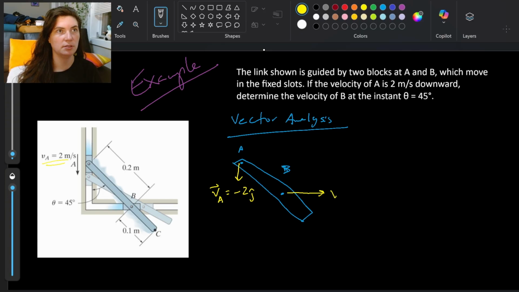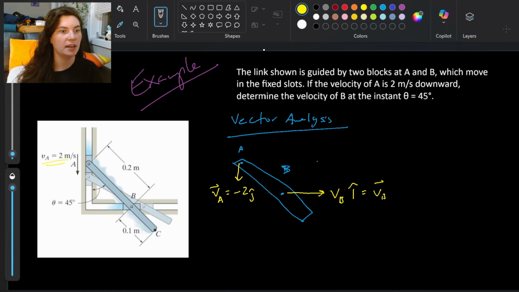Let me draw that a little bit straighter. There we go. So our velocity of B, we don't know the magnitude, but we do know that it's in that positive x direction. So our VB is going to be VB i hat. It's something in the positive x direction. It has no y component to it, just that i hat there. So I guess you can write it VB equals VB i hat.